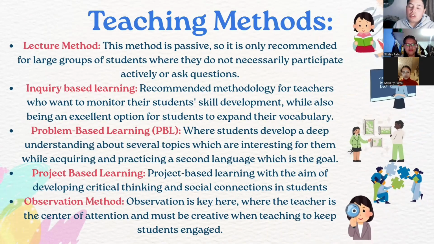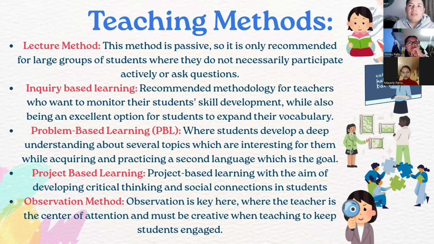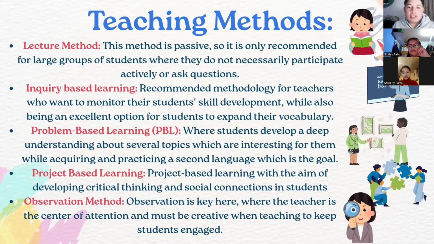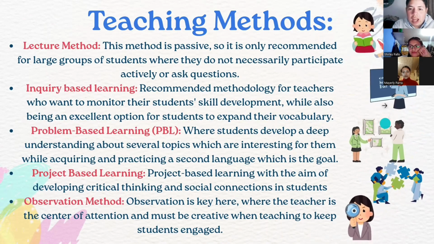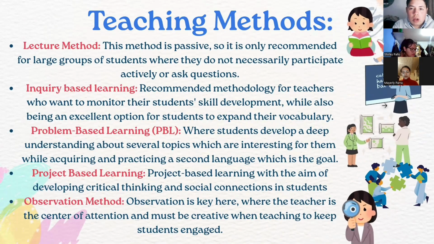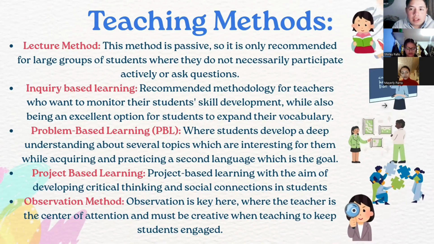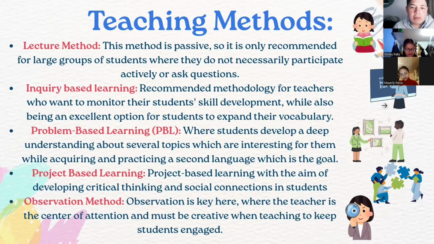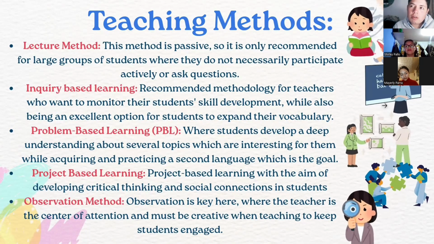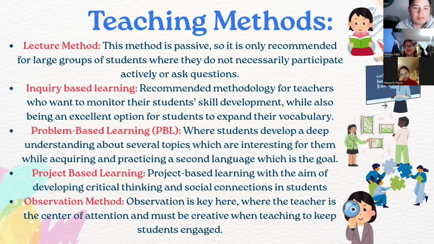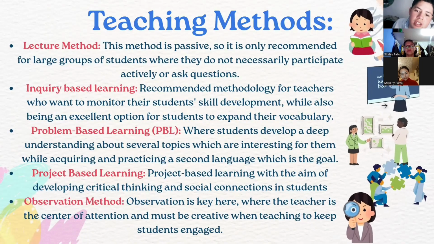This method is not so recommended if, for example, we have a class of only 5 or 10 people, because this method is very passive and the students can't, for example, ask about a doubt that they have. This is very passive because the students don't participate actively, so it's more recommended for big groups or huge groups in a classroom. The second one is inquiry-based learning.